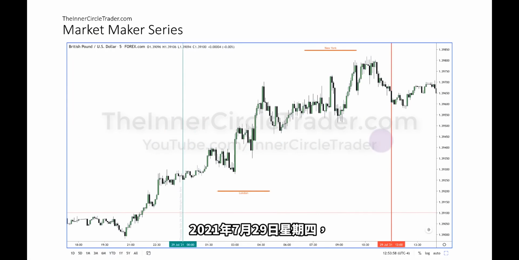On Thursday, 29th of July, 2021, price had already started rallying in the afternoon of the previous day after FOMC announcement, and we had a little bit of a drop down on Thursday, but we're not going to reference the opening price on Thursday because we're so late in the week.